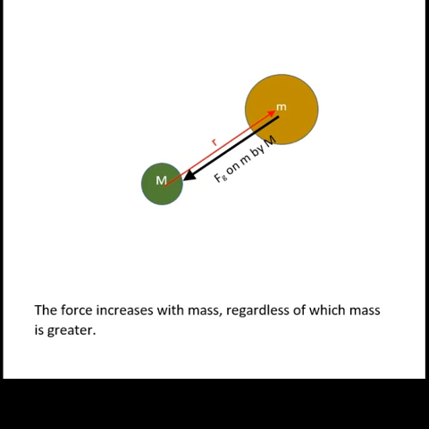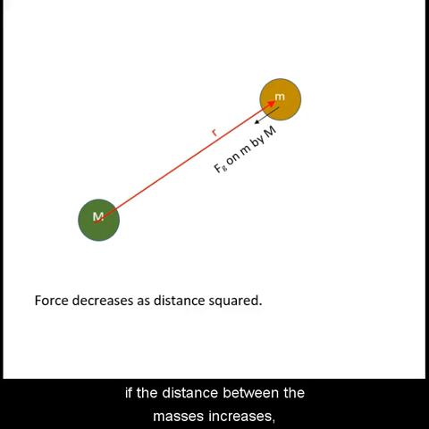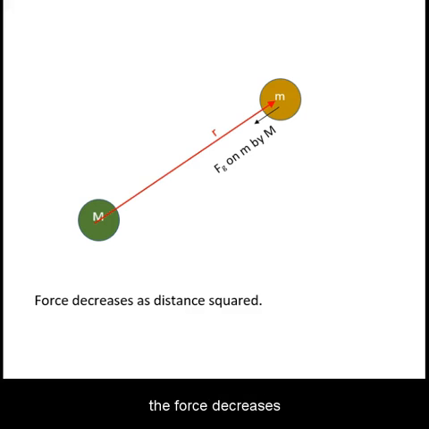Because the force is proportional to the product of the masses, the force increases if either of the masses is greater. The inverse square law of gravity also means that if the distance between the masses increases, the force decreases as the square of the distance.